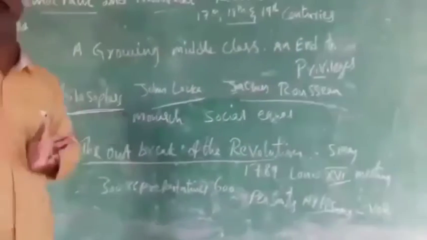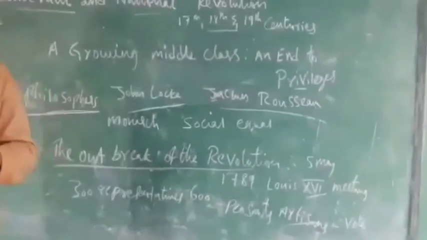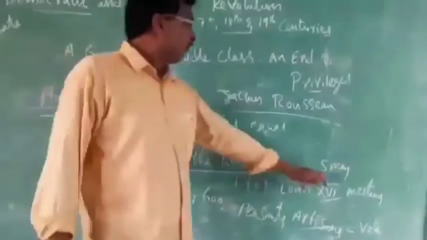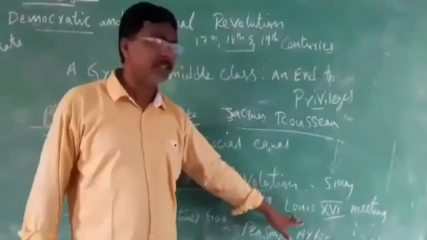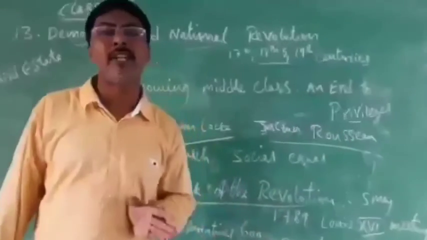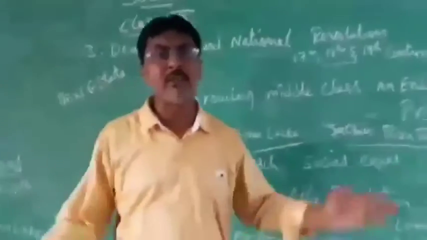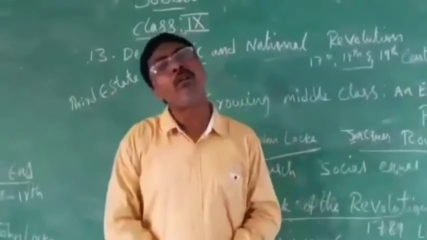On 5th May 1789, Louis XVI conducted the general meeting. A general meeting means everybody should attend. All the estates came.